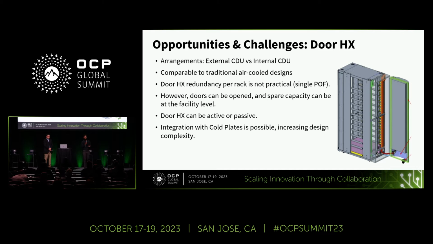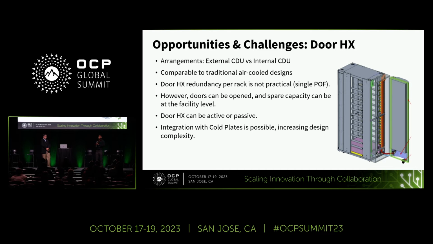Finally, door heat exchangers, again, external versus internal CDUs. The good thing about door heat exchangers is that they are comparable to traditional air-cooled designs. Even in design, you can model them with CFD as a CRAH, because they're just cooling back down to ambient. So that's really good if you're choosing to go with those. Again, there's a single point of failure because it's not really practical to have a redundant door. But if your door does go down, you can use the facility to make up for that lost capacity by just opening the door and maintain your operation while you do your repairs.